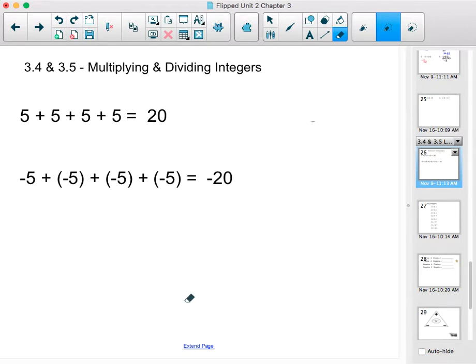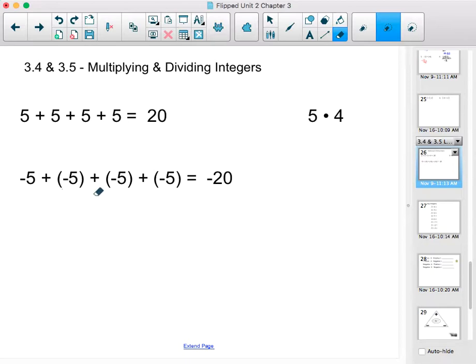Both of these problems have something in common, and that's that we could have rewritten the problem using multiplication. The reason for this is because we're adding the same number over and over again. So the first problem, 5 plus 5 plus 5 plus 5, could be rewritten as 5 times 4. We could also write this as 4 times 5 because multiplication is commutative.